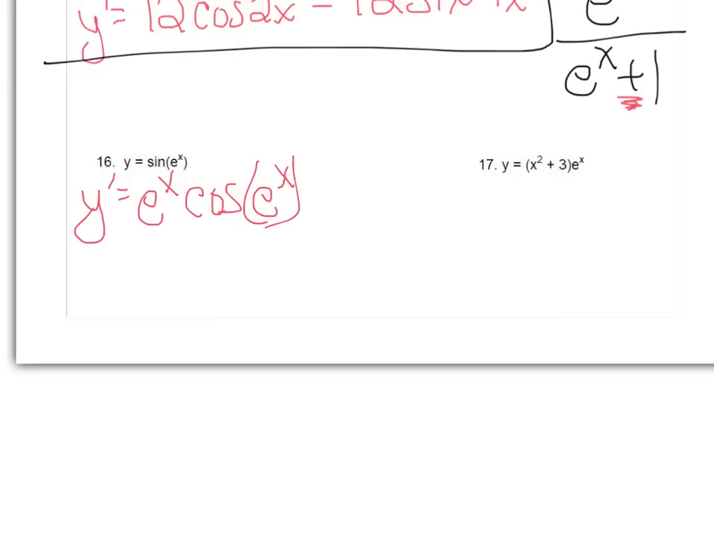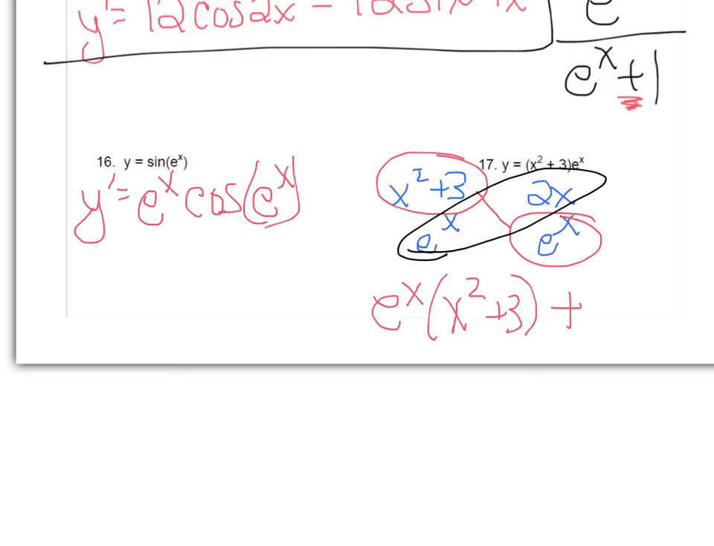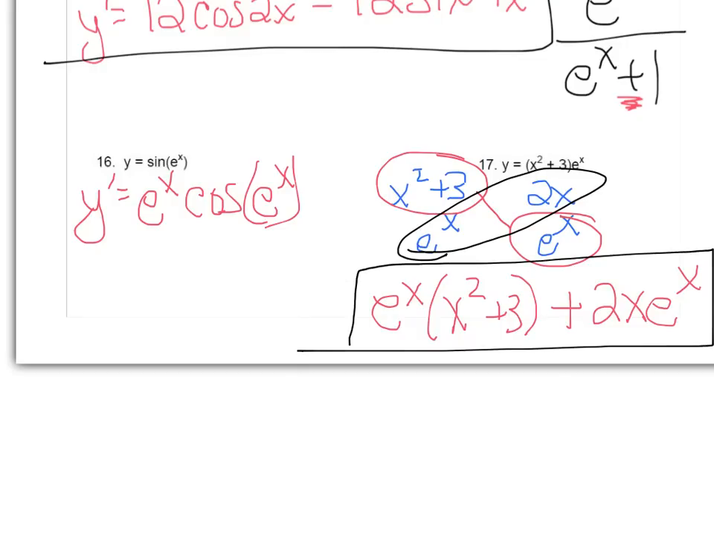Now 17, this is a product rule. You have x squared plus 3 times e to the x. So I'm going to set that up, x squared plus 3, e to the x. Individually, I need the derivatives, because then the product rule says f times g prime, so that's e to the x times x squared plus 3, plus the other two. So now that's going to be 2x e to the x. This is the final derivative then for number 17 using the product rule.